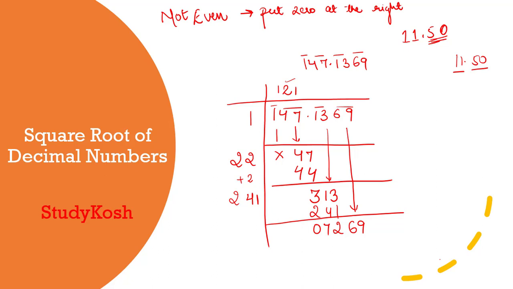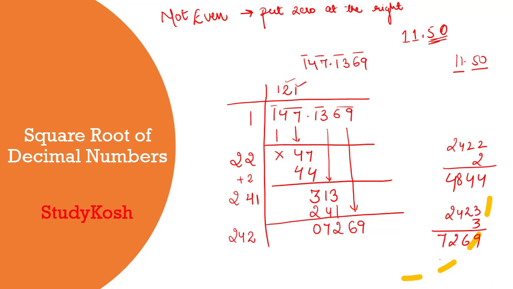What you need to add here? You need to add the next number, that is 1. So here we'll get 242, and the number we are going to use, if we use 2, let's say, then 2 2s are 4, 4 2s are 8, 2 2s are 4. It is very less. Let's use 3. So 3 3s are 9, 3 2s are 6, 4 3s are 12, 3 2s are 6, 7. Right. So here we are going to use 3. Here also 3. So we'll get 7269, and the remainder is 0.